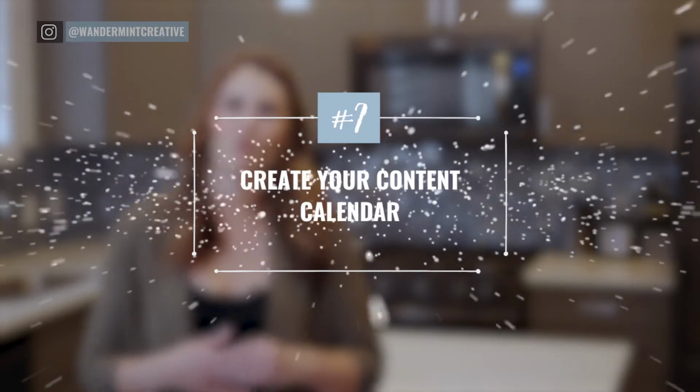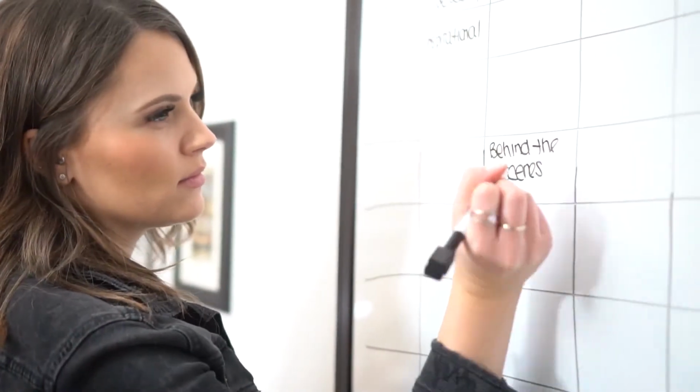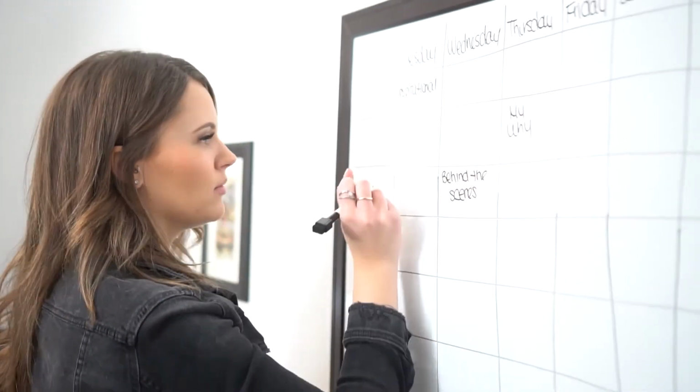The next thing is creating your content calendar. You know the saying, a goal without a plan is just a wish? Well, this is true with your social media content as well. If you don't have a well thought out plan, how do you ever expect to reach your goals? The best way to stay organized and have a plan is to create a content calendar that will help you organize what and when you are posting on each social channel.